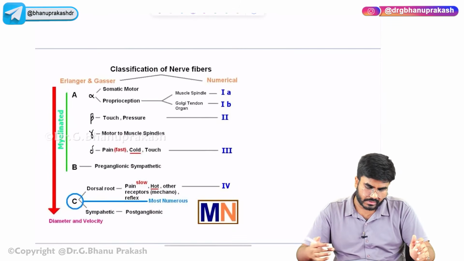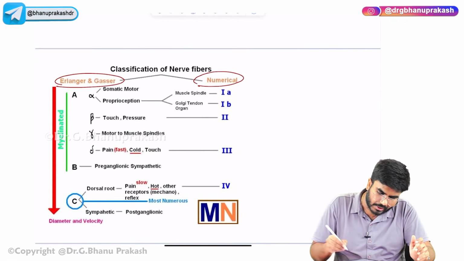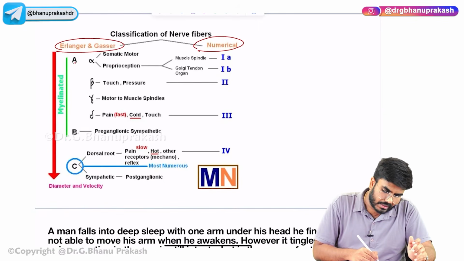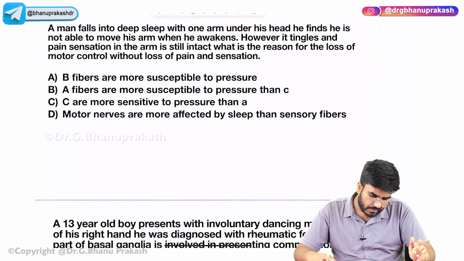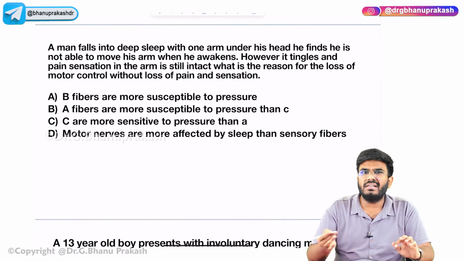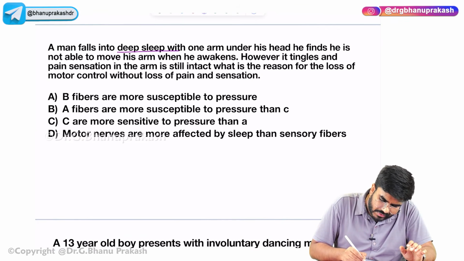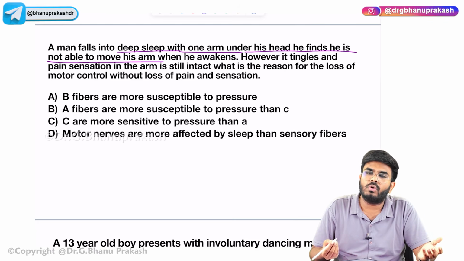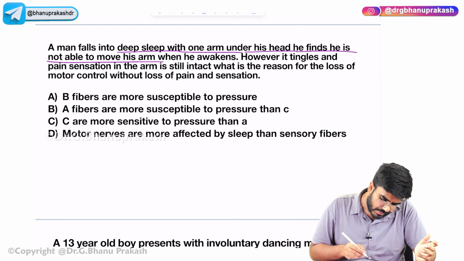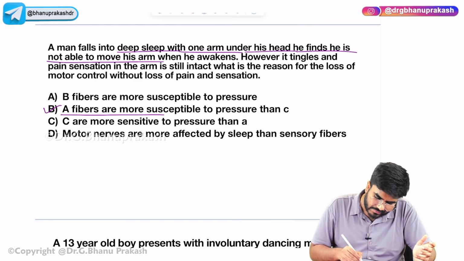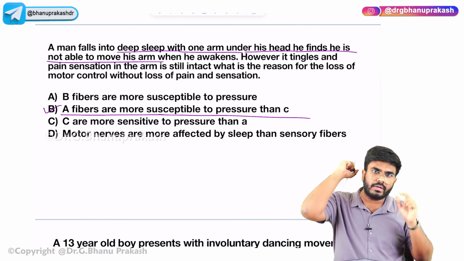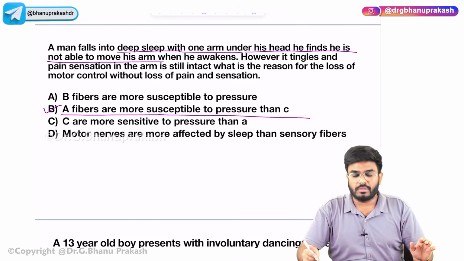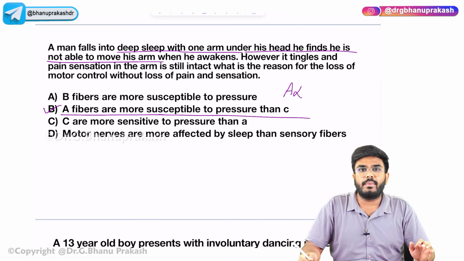So this is the classification, the Erlanger-Gasser classification and numerical classification. According to them, the nerve fibers are classified into A, B and C. I have explained this already. Now look, the same question asked in a slightly different way. A man falls into deep sleep with one arm under his head. He finds he is not able to move his arm, which means paralysis. Whenever there is paralysis, A fibers are affected. A fibers are more sensitive to pressure than C fibers. Simple. Hand under your head, A alpha fibers are damaged.